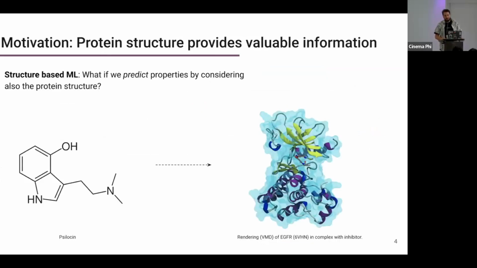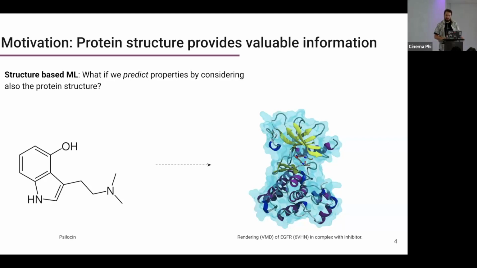So as a motivation, you probably already understood that protein structure provides valuable information for us. You already heard binding free energy or binding affinity way too many times today. And the point of this talk is, can we actually predict better properties by also considering the protein structure? So instead of just building a machine learning model on a SMILES or on a graph, like in this case just a little SMILES of a psilocin molecule, we can have a model that predicts something from the docked structure, or just the ligand bound to the PDB structure.